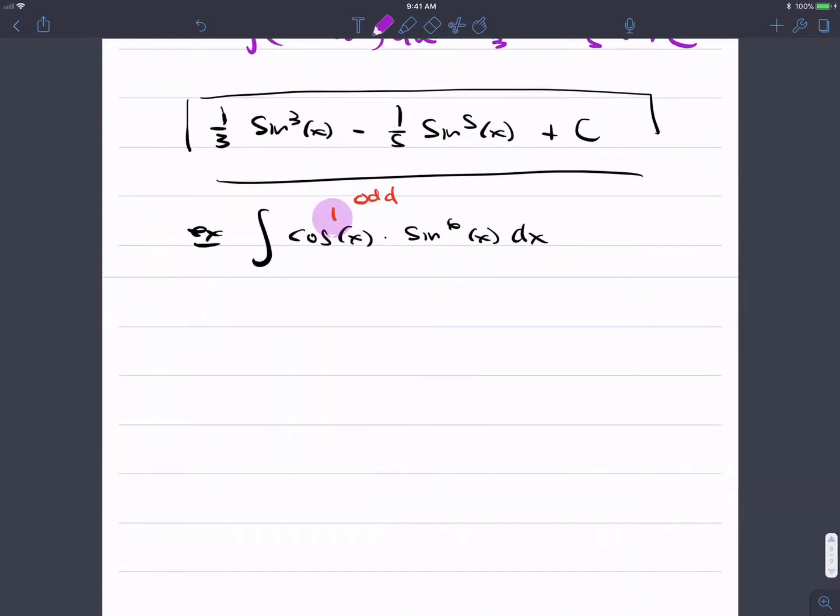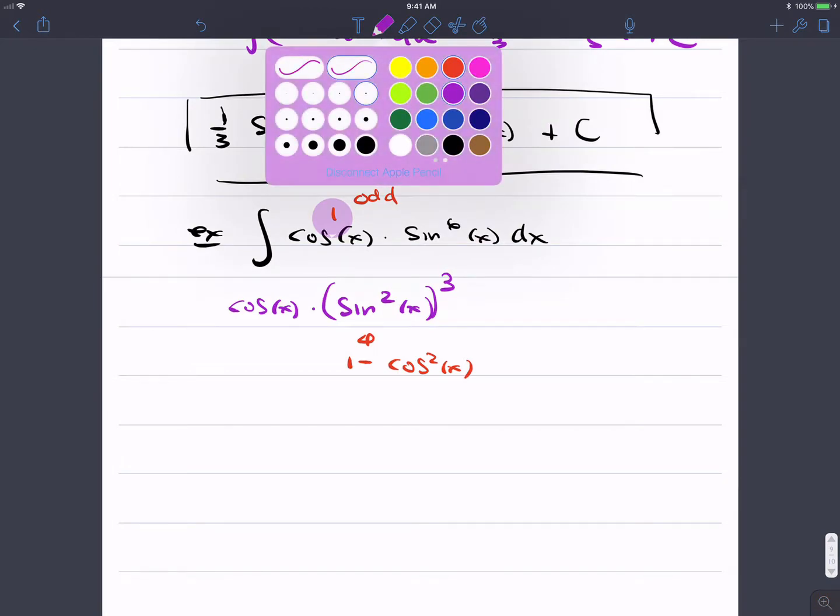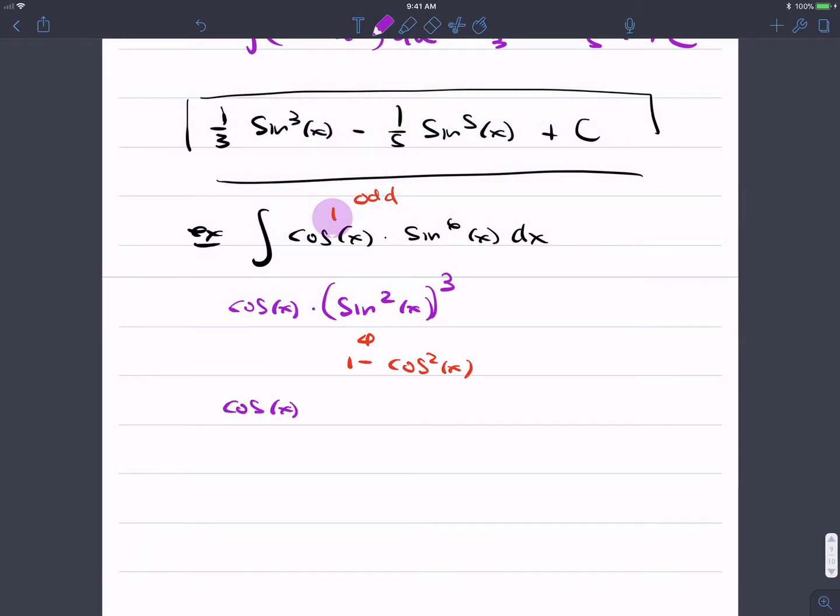So you might say we factor out a factor of cosine. Well, it's already written as cosine. Sine to the 6th, we write as sine squared to the 3rd power. Our sine squared gets replaced with 1 minus cosine squared. So altogether, we have cosine times 1 minus cosine squared to the third power. Actually, let's take this all back.